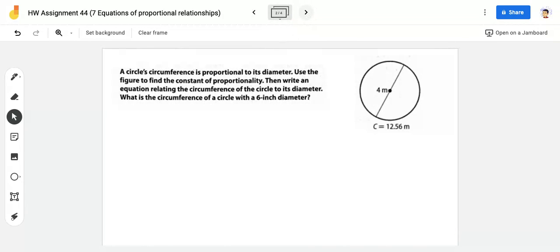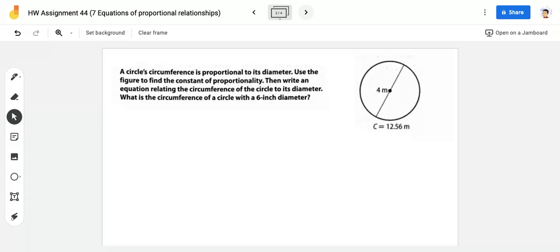So let's take a look at our first example. A circle's circumference, meaning the distance around the circle. A circle's circumference is proportional to its diameter, and its diameter is this line that goes right across the middle. Use the figure to find the constant of proportionality, then write an equation relating the circumference of the circle to its diameter. What is the circumference of a circle with a 6-inch diameter?